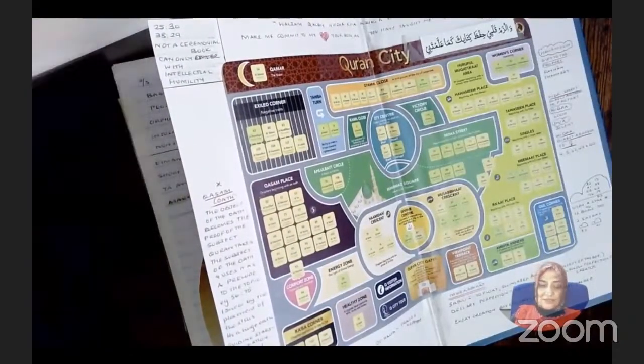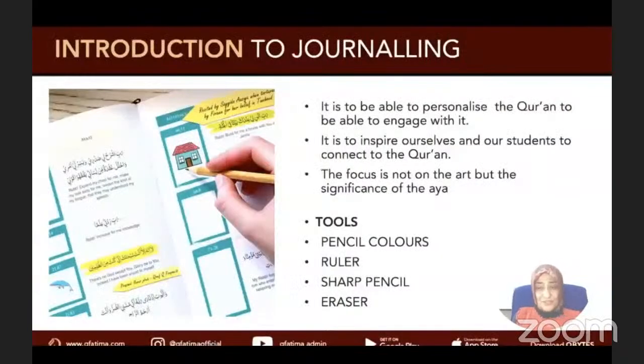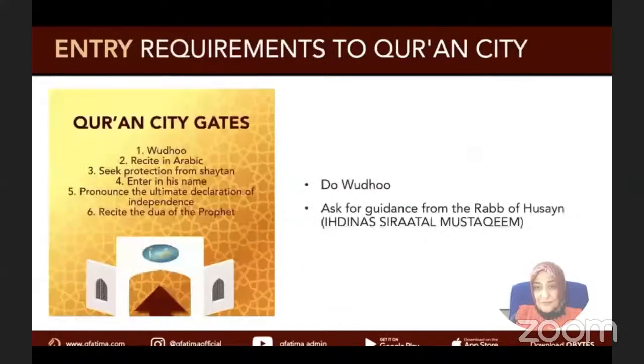So the idea is to journal the Quran. So what is journaling the Quran? Journaling the Quran actually means to personalize your Quran. So when you look at it, it talks to you, and you want to connect to it. It wants to be something that's yours. You need some tools. I suggest some pencil colors, a ruler, a sharp pencil, and obviously an eraser.